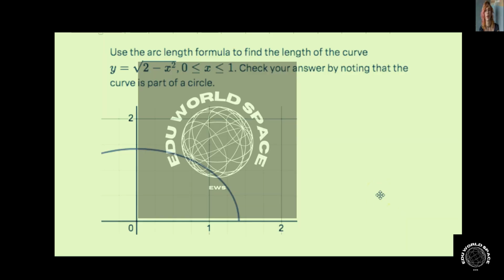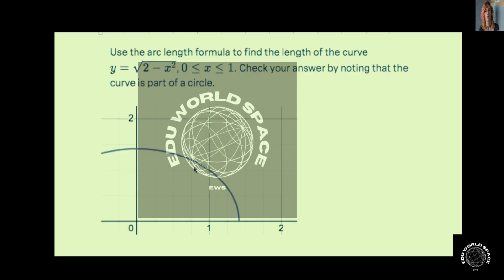The problem I will be working on today is this one. Use the arc length formula to find the length of the curve y equals the square root of 2 minus x squared over the interval from 0 to 1. So from 0 to 1, we're finding this arc length.